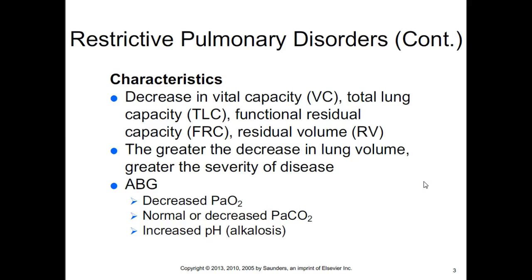So obviously, if you have decreased vital capacity, you're going to have a harder time oxygenating properly, right? Arterial blood gases, right, are going to show a decrease in partial pressure of O2, normal, perhaps, or decreased partial pressure of carbon dioxide, and increased pH, as in alkalosis.